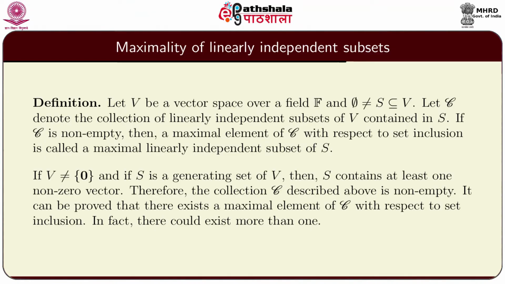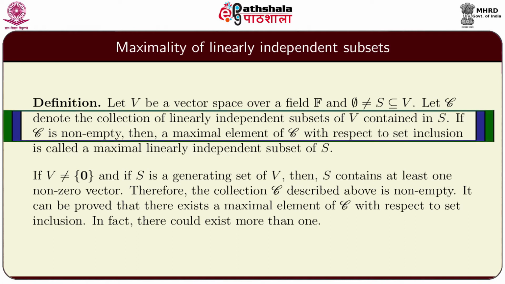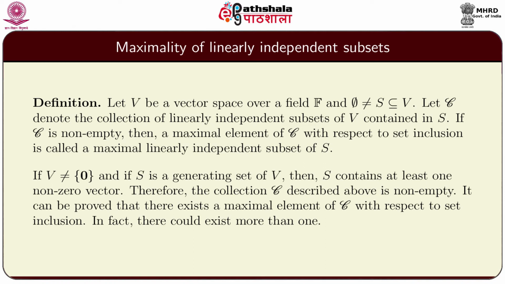We start with the definition of a maximal linearly independent subset. Suppose that V is a vector space over a field F and S a non-empty subset of V. Let C denote the collection of all linearly independent subsets of V which are contained in S. If C is non-empty, then a maximal element of C with respect to set inclusion is called a maximal linearly independent subset of S.